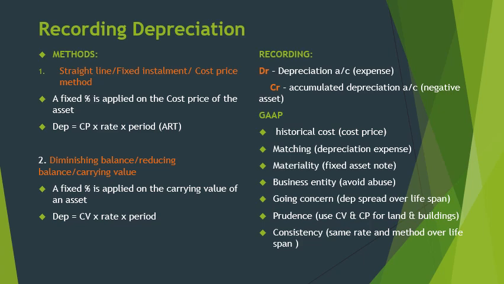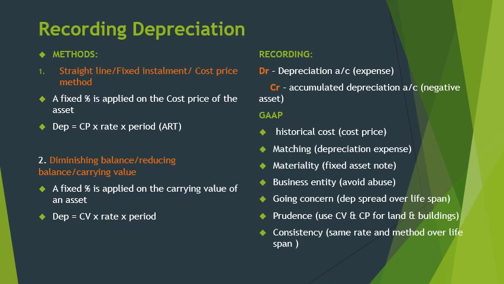How do we record? We record depreciation by debiting the depreciation account, which is an expense, and crediting the accumulated depreciation account, which is a negative asset. If you want to know the effect on the accounting equation, owner's equity will decrease and assets will decrease.